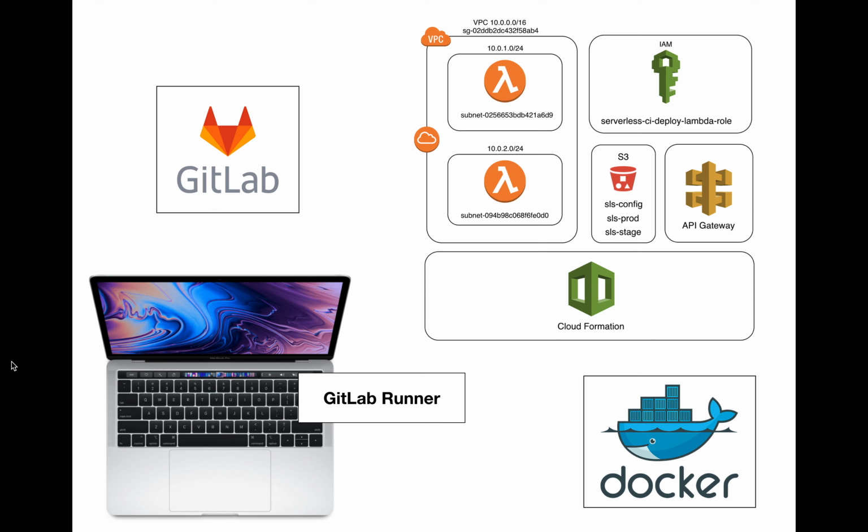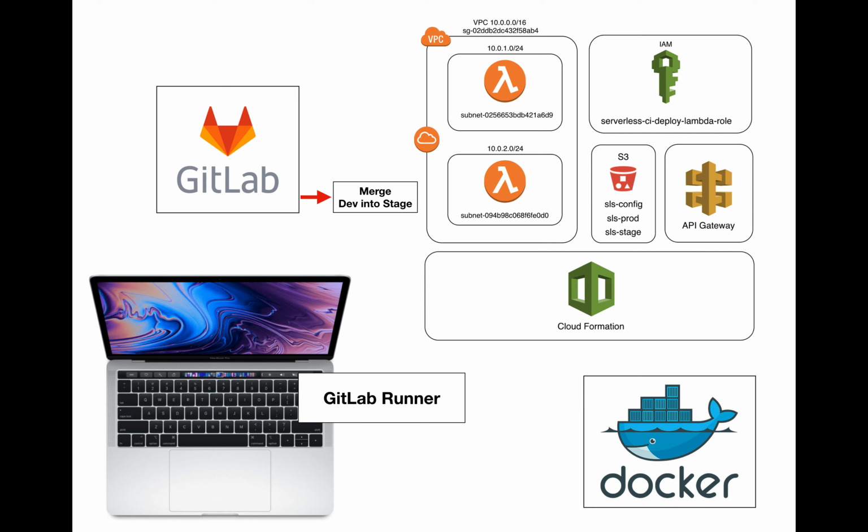Overall, this is what all the components look like. We have GitLab up here. We have my computer. We have a GitLab runner that is running on my computer. AWS is up here in the top right, and Docker Hub is here at the bottom right. So the first thing that's going to happen is that I will push a branch to GitLab, my add trucks branch, and then I will merge add trucks into dev, and then I will merge dev into staging.